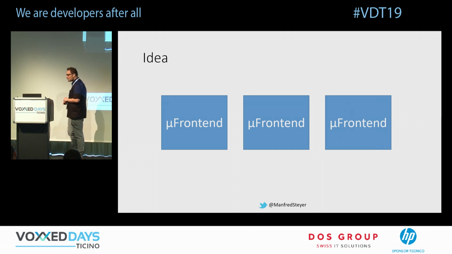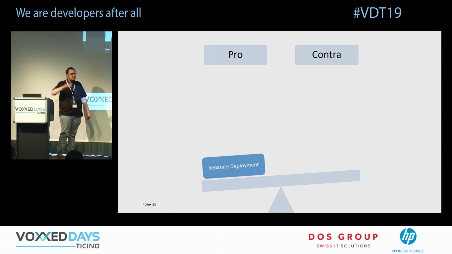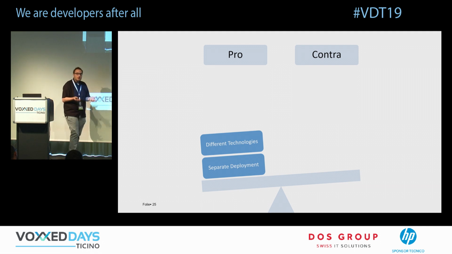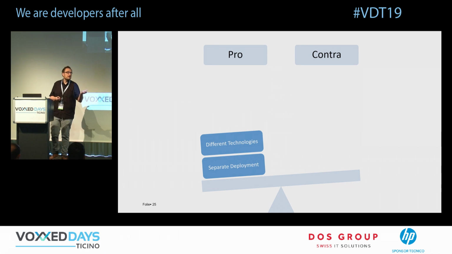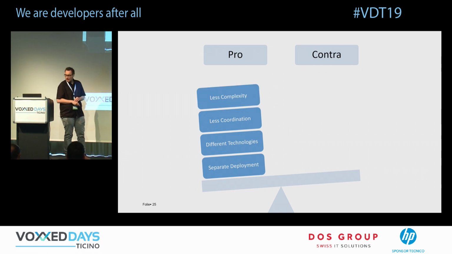And of course, this brings a lot of advantages. For instance, one advantage is you can have a separate deployment. You don't need to wait until the other teams have done. Just deploy it when you have done. And so you can provide new business value immediately. It allows you to mix and match technologies, not because you want to, but because you have to. You cannot predict the future. You do not know what you have in 10 years. You need less coordination between the teams, and you have less complexity within your micro front-end.